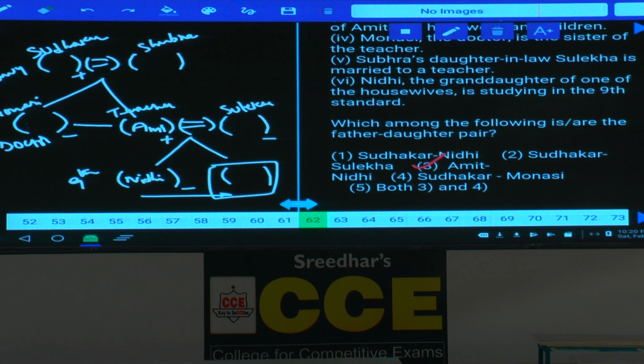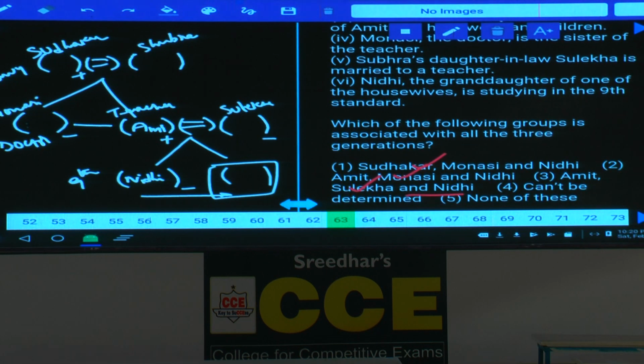Done with this? Amit and Nidhi. Now here, if you observe, both 3 and 4 are also there. Then now we need to check 4 as well. Sudhakar and Monasi, yes, father and daughter. Hence, both 3 and 4, that is choice 5, is the answer. Question number 62, choice 5.